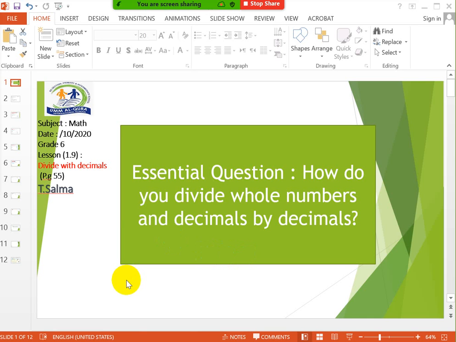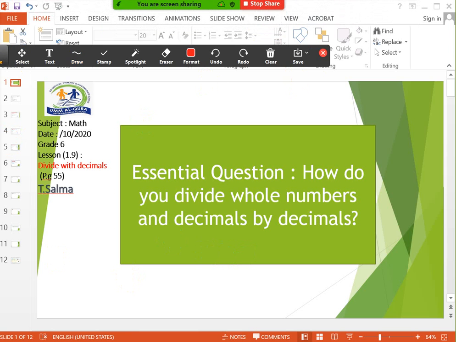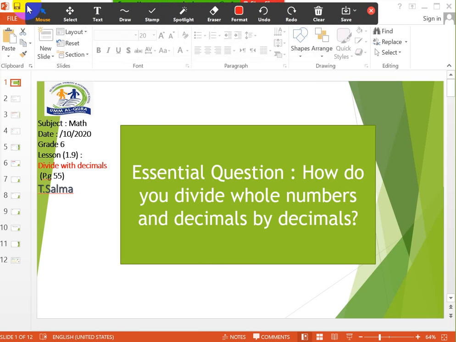Okay, girls, so today we will start with lesson 9, divide with decimals. Today we will learn how to divide a decimal number. So please bring your books and open them to page 55, and let's start our lesson.